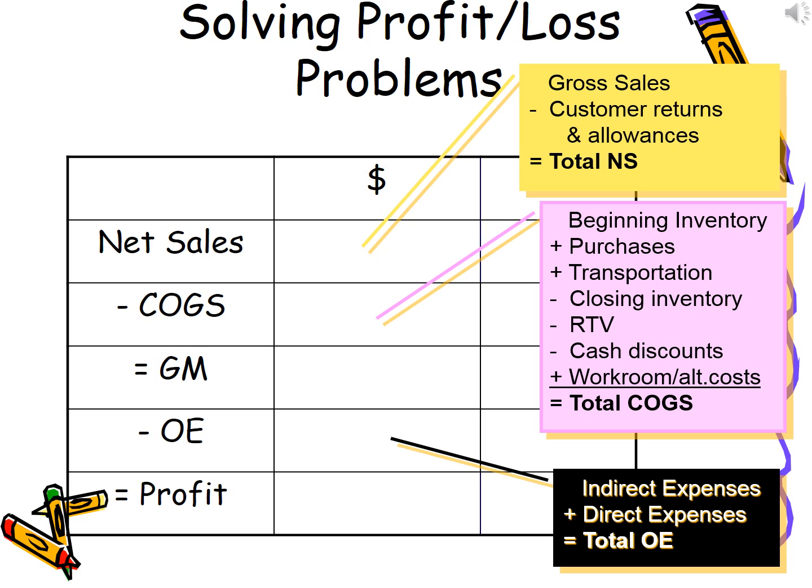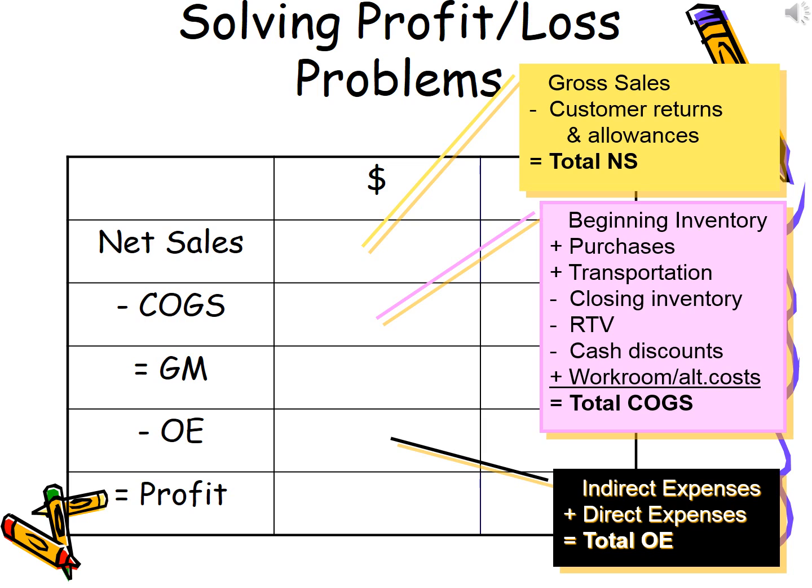Operating expenses were pretty simple. You just had to add up all the expenses, all the non-merchandise related expenses. Sometimes these expenses may be broken down into indirect versus direct expenses, and you just have to add up all the indirect expenses and direct expenses to come up with your total operating expenses.